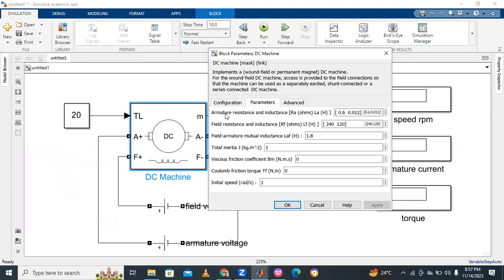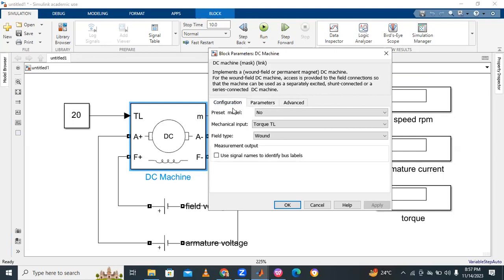Here the parameters: armature resistance is called 0.6. Field resistance is called 240 ohms. Armature resistance and inductance are 0.6 and 0.012. Don't change this. Go to configuration.